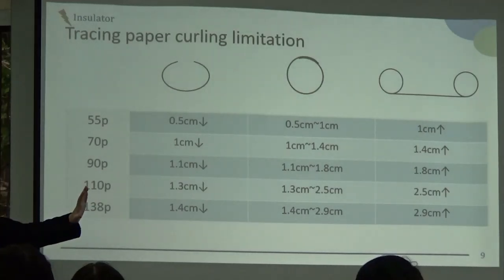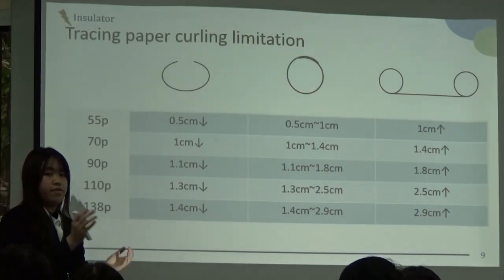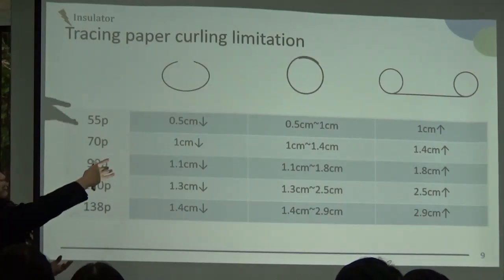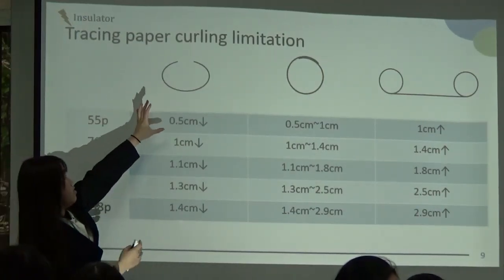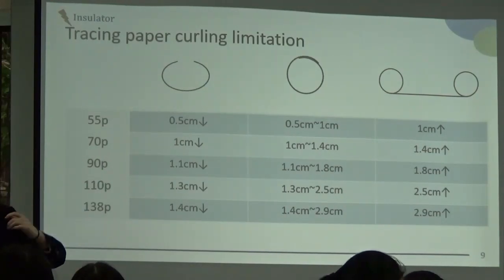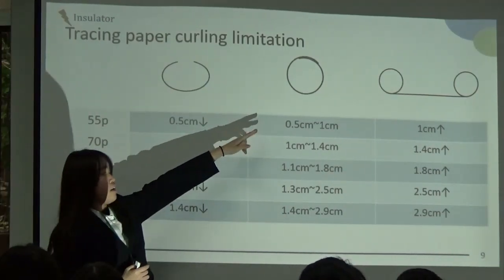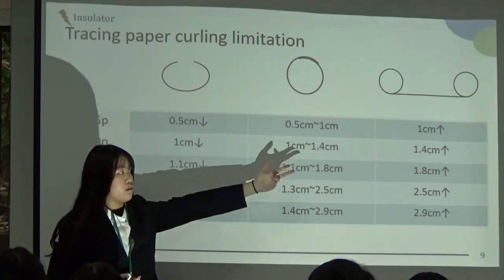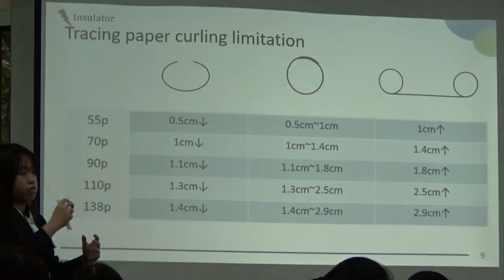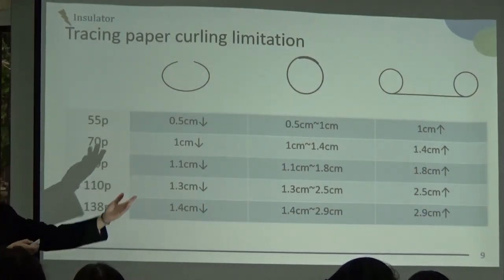And in the experiment, I have observed that it has 3 different conditions of the curl. The first one is that the 2 sides didn't touch together, and the second one is it's just only 1 circle, and the third one is the 2 circles. And this is the limitation.